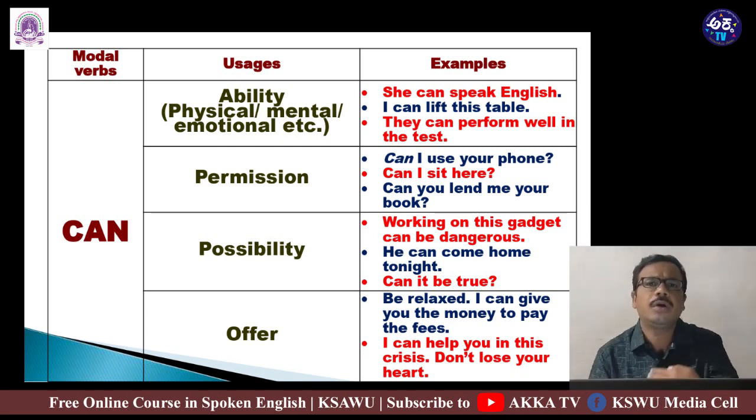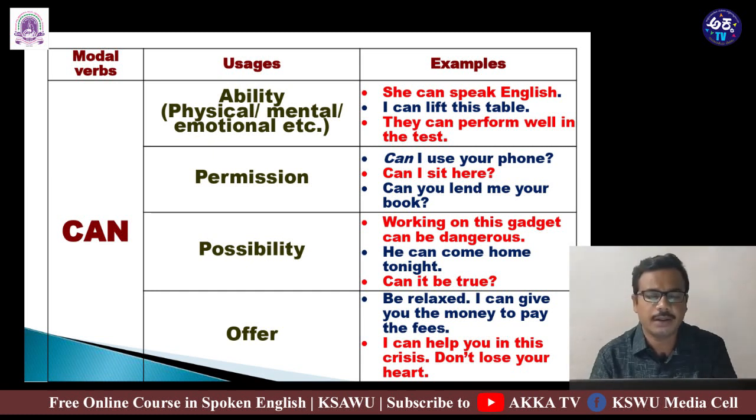So as you know, I have already made it very clear in the last class itself that one modal auxiliary can have different functions, right? So first one was ability, second one is permission, now possibility. For possibility also can is used. Here you can see, working on this gadget can be dangerous. So don't work on this gadget, it can be dangerous. You may get electrocuted. You may receive shock here, electric shock. So don't work on this gadget.